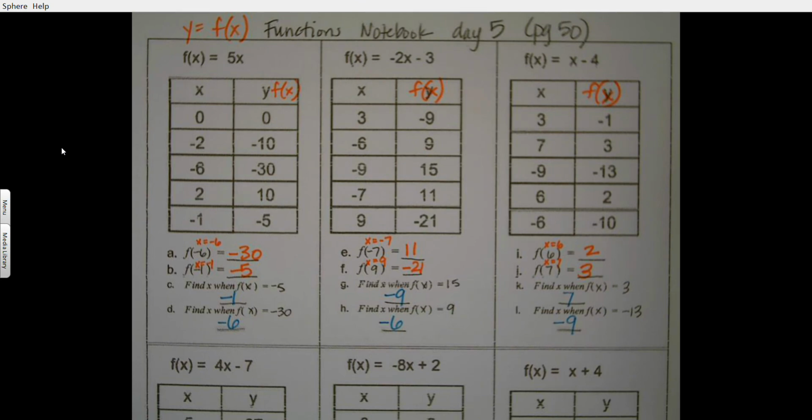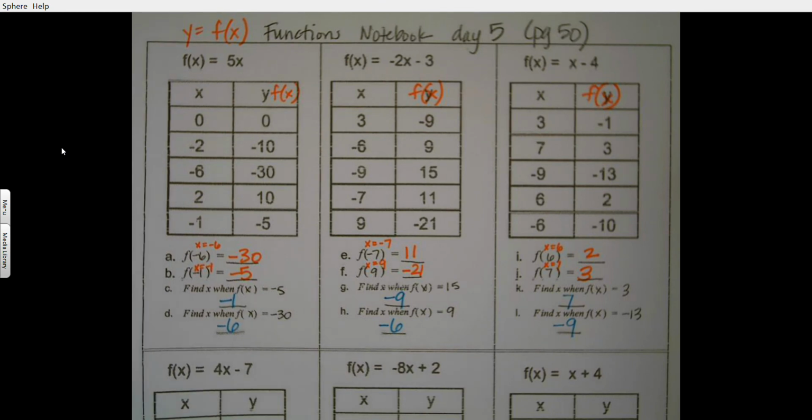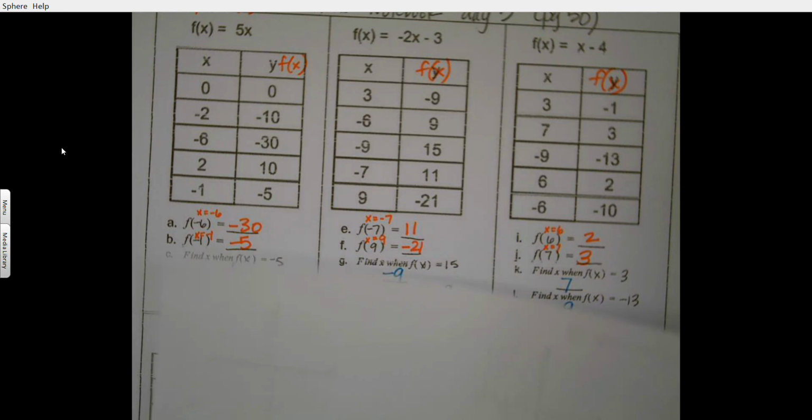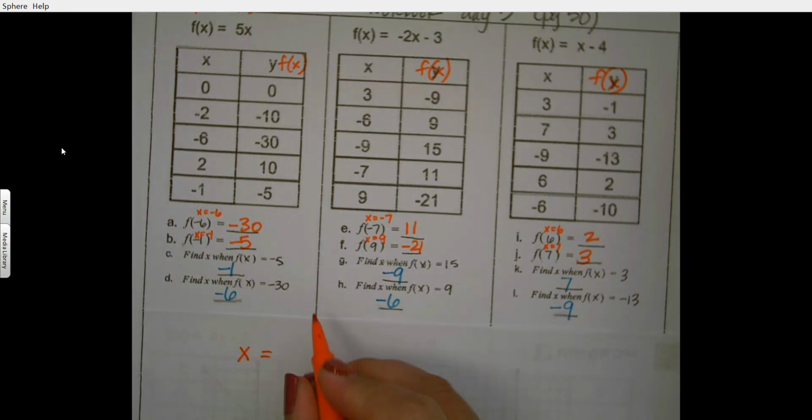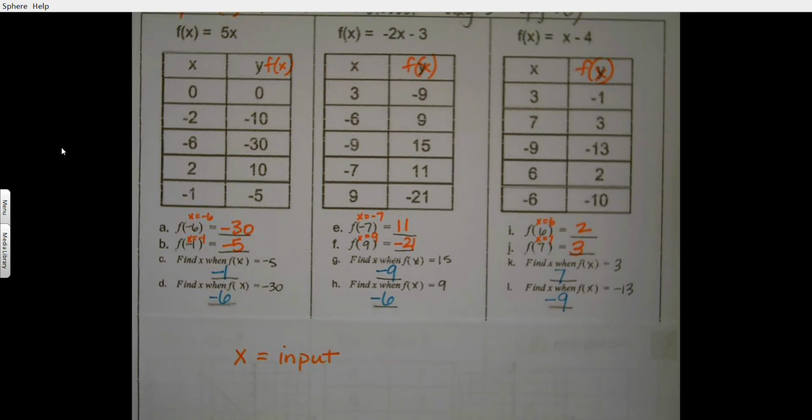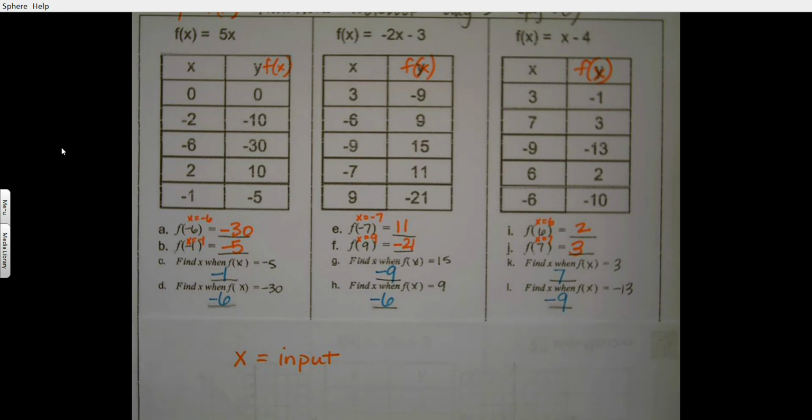Okay, so lots of vocabulary. I'm going to write these down really quickly just to make sure that we're okay, because there's so much vocabulary in functions. Your x value is also called your input. So when they say, what did you input? What are you putting in?